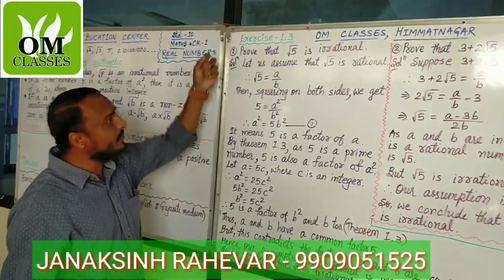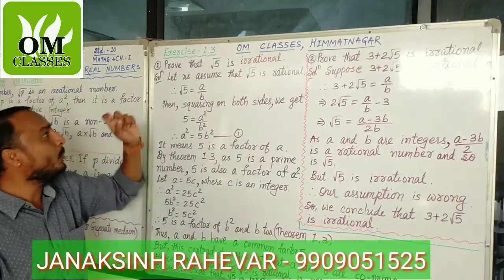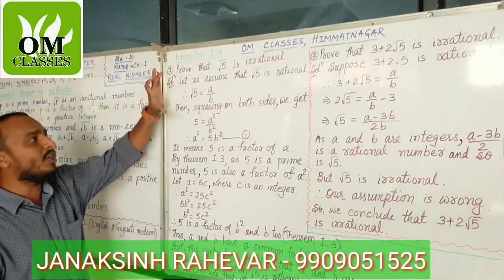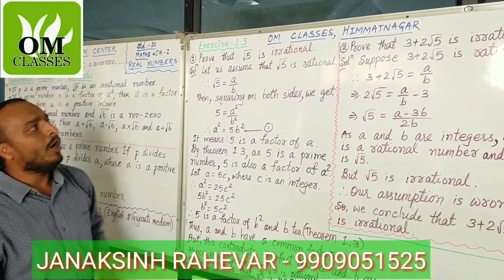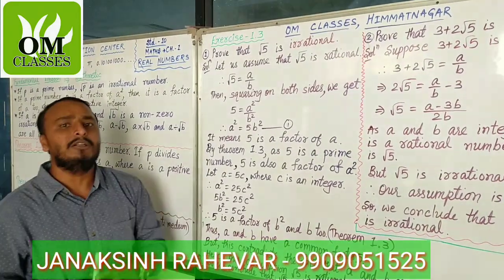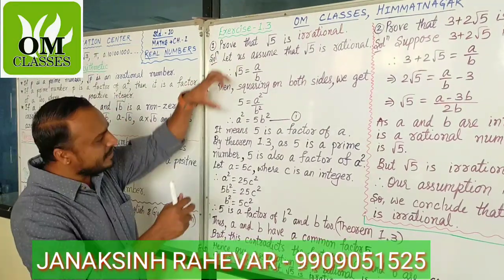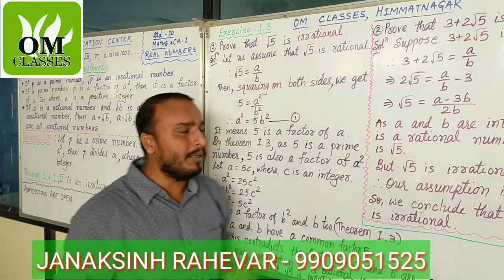Now let's move to exercise 1.3. First question. Prove that root 5 is irrational. You have to prove that root 5 is an irrational number. Now, how will you prove root 5 irrational? We know that root 5 is irrational, but we have to prove it. There are some basic steps required for this type of problem.